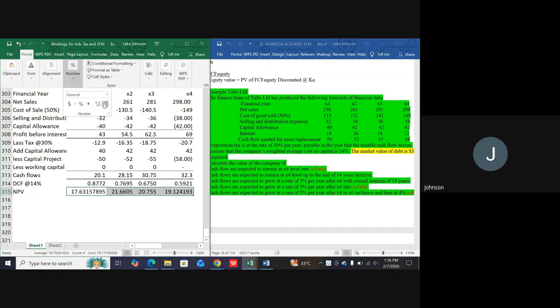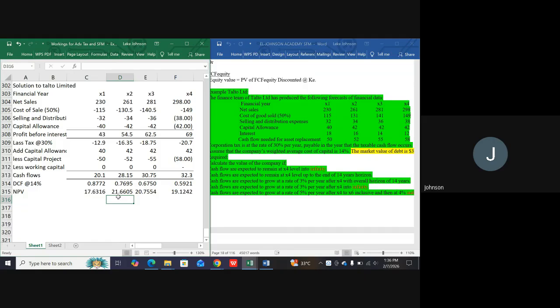Let's check this. Okay, so I think we're good like this. So this is how we're able to get our NPV. So yeah, we have been able to get the value of this company from year 1 to 4. So this is going to become NPV, like the value of the company.